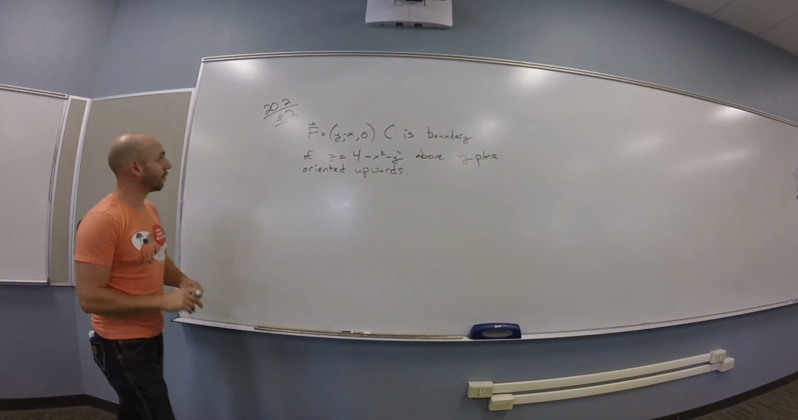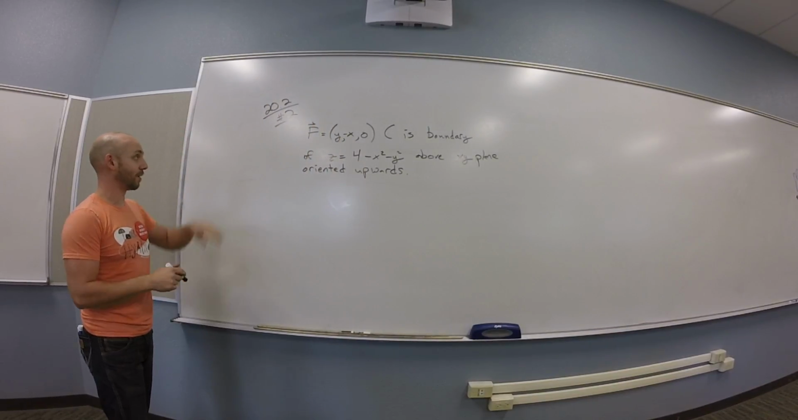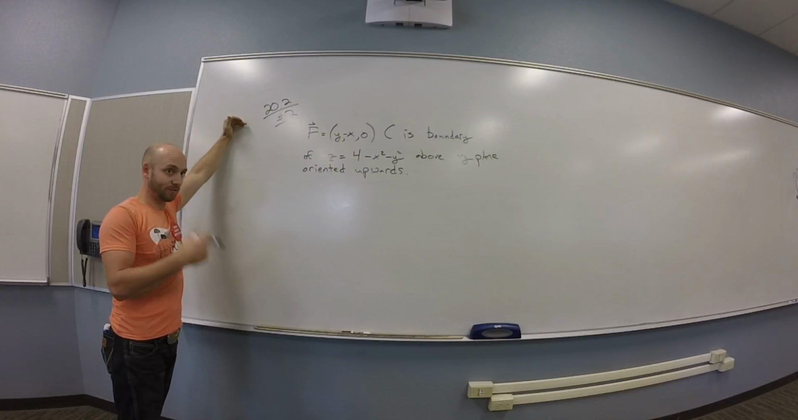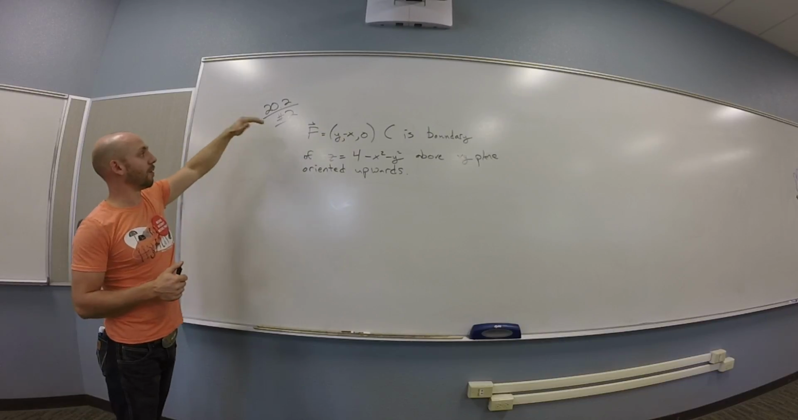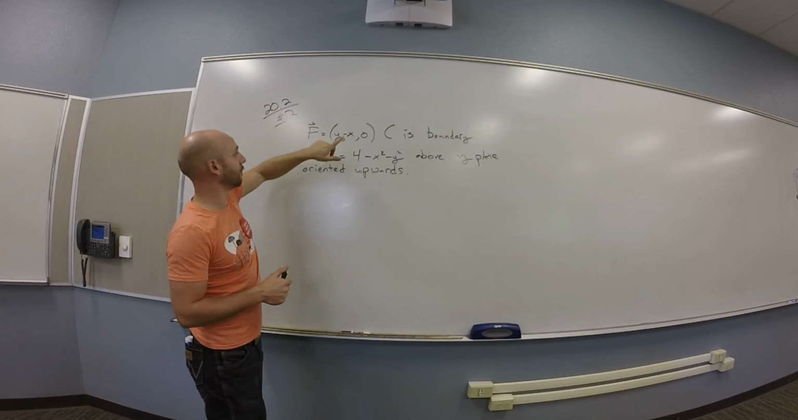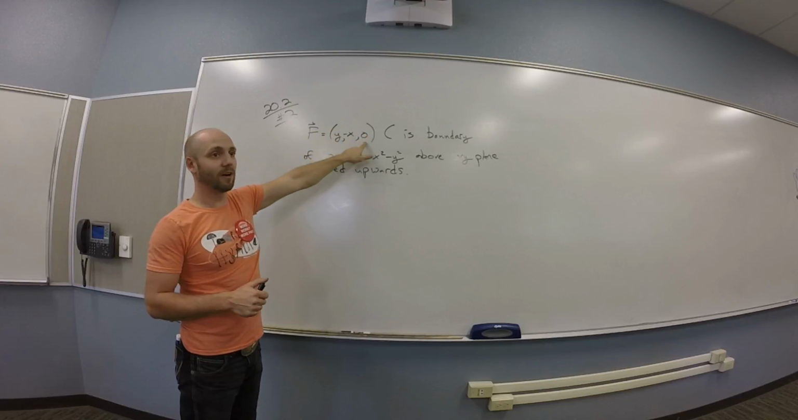Okay, so I want to do an example of applying Stokes' theorem. So I picked number 2 in 20.2, just because. What we have is a vector field F that's given by y minus x and 0.